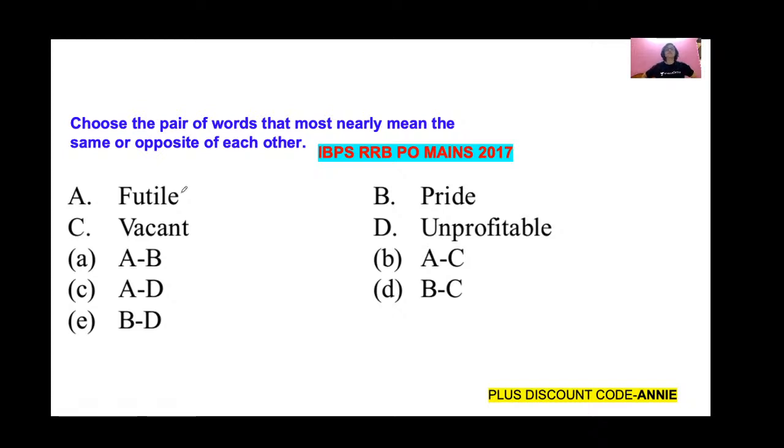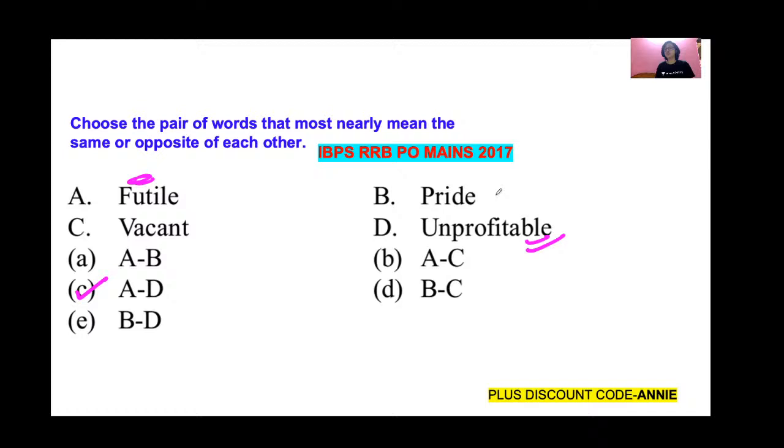Similar pattern. Yes, sir, you're right. Option C, AD. Very good. Option C, AD is the answer. Futile means something that does not give any positive result. Profitless. And unprofitable also means without any profit, right?